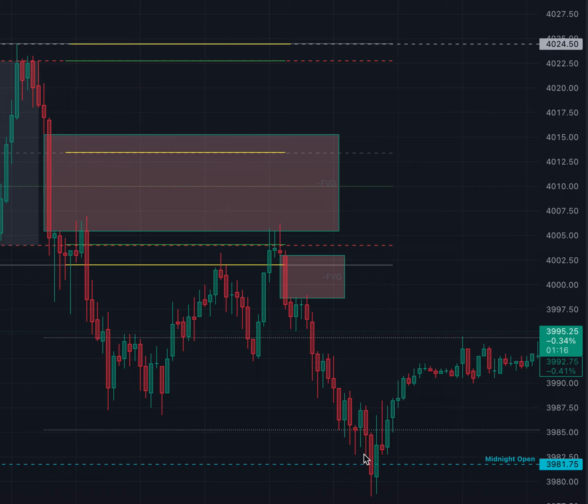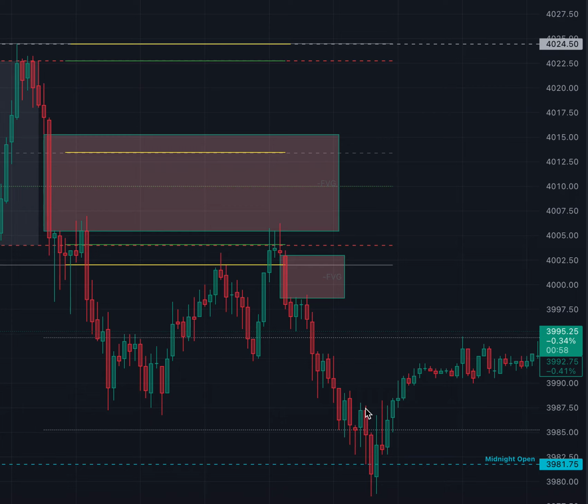I got out of the trade with 20 points. I kept moving my take profit down, but I had to leave the office at around 3:15. So once I got to 20 points, I just took the trade off, and that was it.